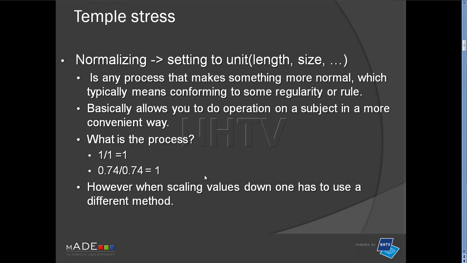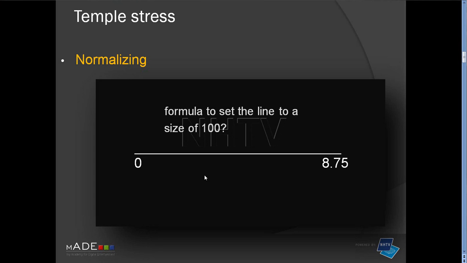Now the problem is we're dealing with geometry, actually with a collection of points. Because we're not at the geometry level, but at the points level, the component level, like you know it in Maya. And so scaling, if you want to scale something down to dimensions of 1, 1, 1, you have to use a different kind of method. So the formula to set this line to a size of 100 is the following. First you need to get it to a size from 0 to 1.